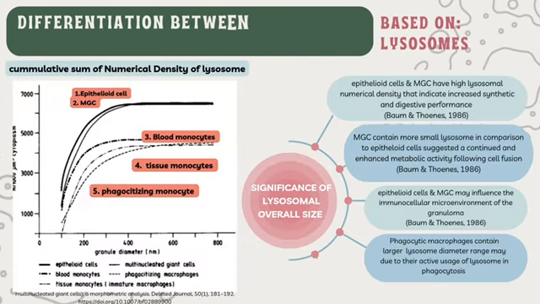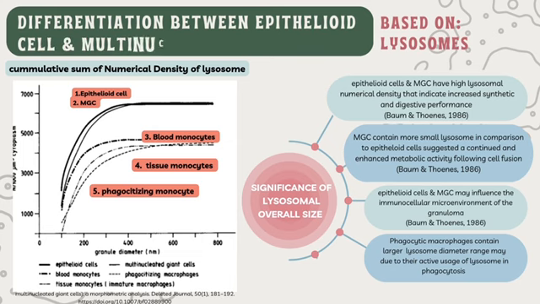Next, for better visualization of the data, the study also presented a graphical representation of the cumulative sum of the numerical density of lysosomes, with epithelioid cells being the cell type that contains the highest number of lysosomes, followed by multinucleated giant cells, blood monocytes, tissue monocytes, and finally phagocytizing monocytes.